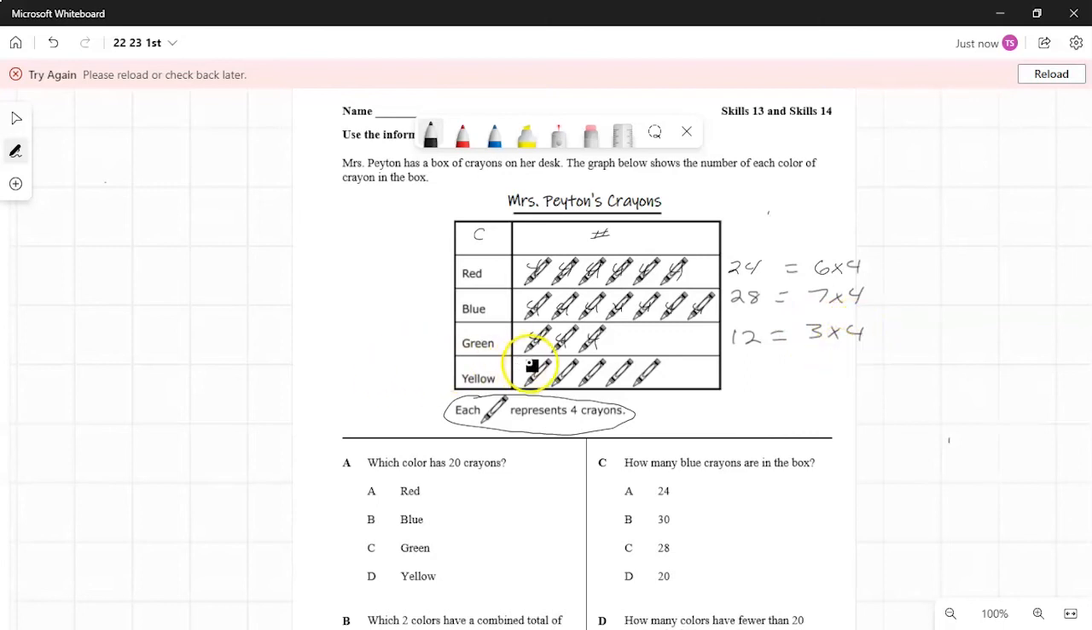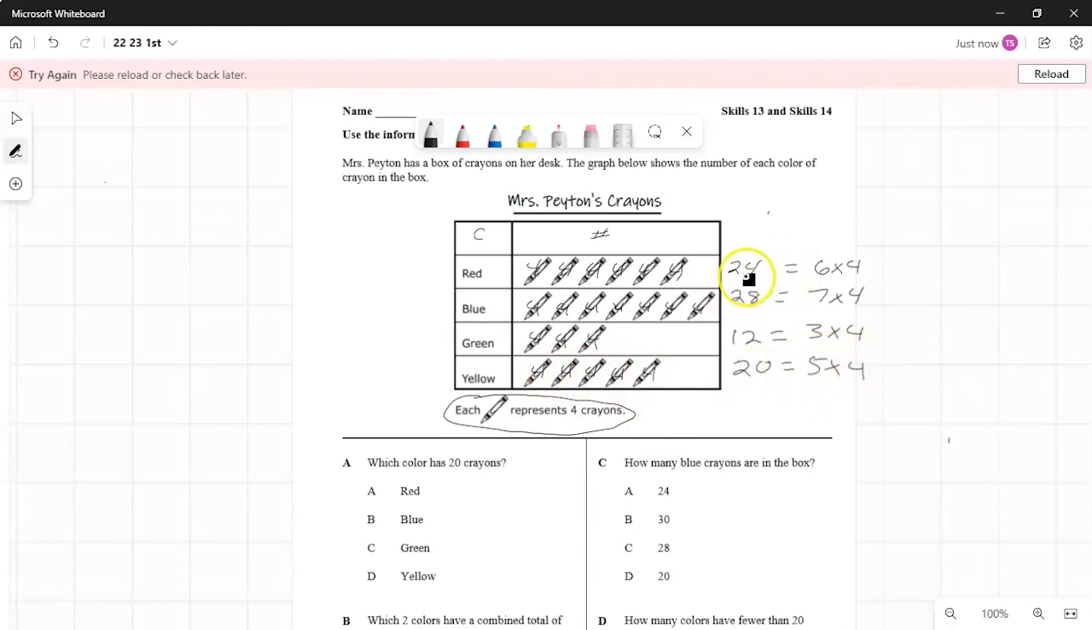And last one, yellow. I see, looks like 5 yellow crayons. 4 plus 4 is 8. 8 plus 4 is 12. 12 plus 4 is 16. And 16 plus 4 is 20. So there are 20 yellow crayons. Or 1, 2, 3, 4, 5. 5 times 4 is equal to 20.